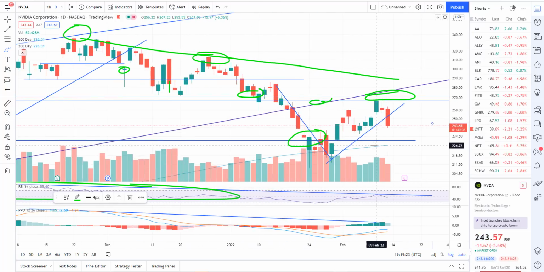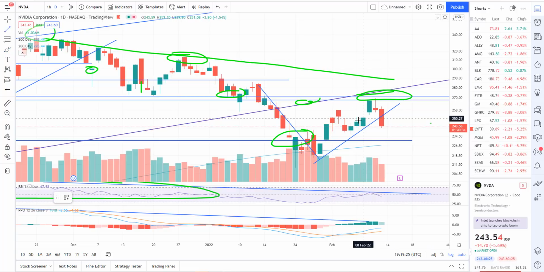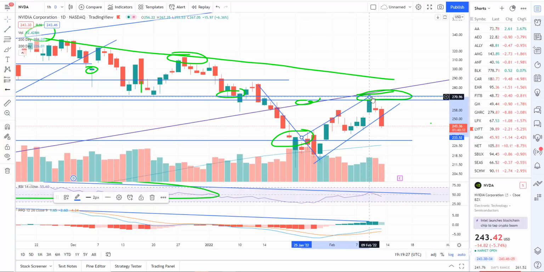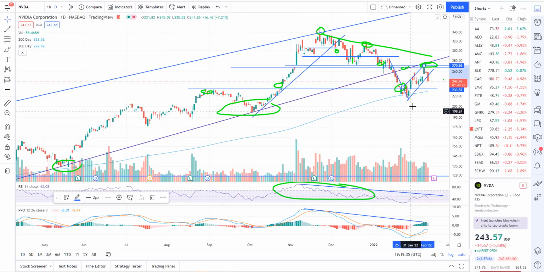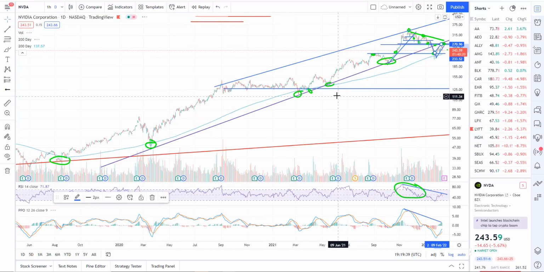NVIDIA. So NVIDIA looks like it was kind of flagging out a little bit here on the daily chart. So we have a flag pole. We've got a flag. We're starting to break right here to the downside. So as far as I can tell, NVIDIA is heading much lower.